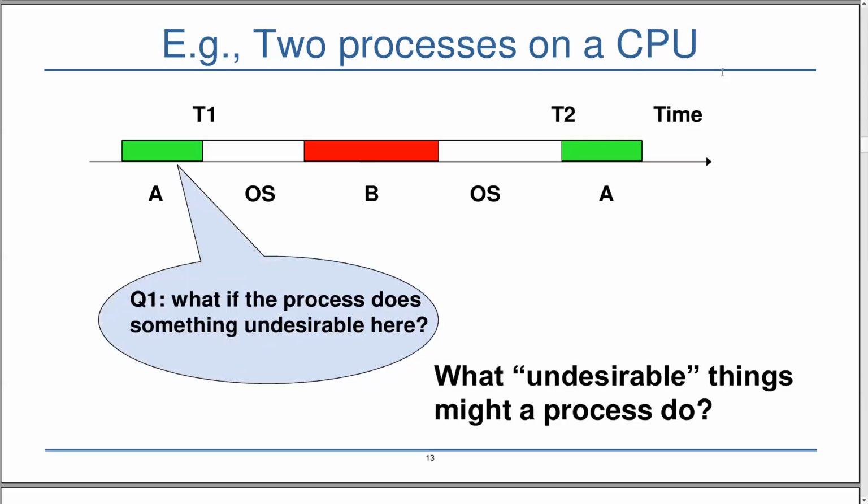Okay, so let's go back to the first question. What undesirable things might a process do? So what are those undesirable things? Well, I already gave a hint: we can have some sort of illegal instruction. But what does it mean to execute an illegal instruction? Well, maybe one case is when you call an instruction that doesn't even exist.